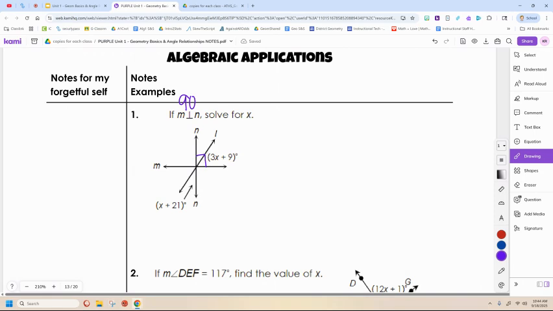I look at the 3x plus 9. Is 3x plus 9 equal to 90 degrees? No. Is this angle 90 degrees by itself? No. We're going to have to do the algebra, but we can't just say 3x plus 9 equals 90, because there's still that missing chunk. But I learned something about when lines intersect.